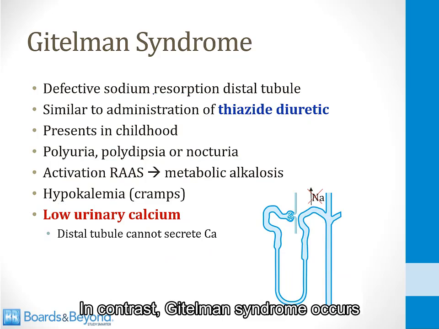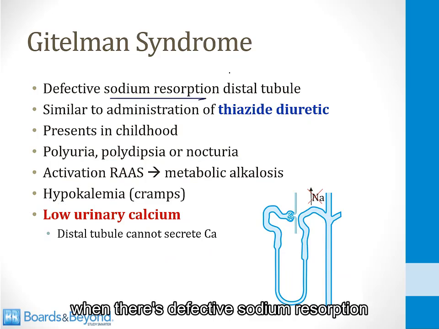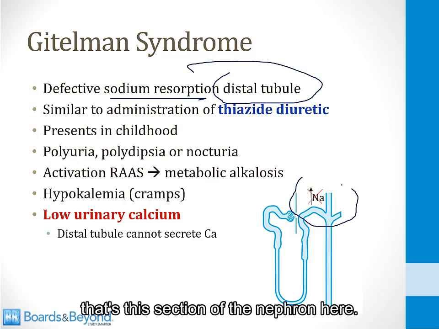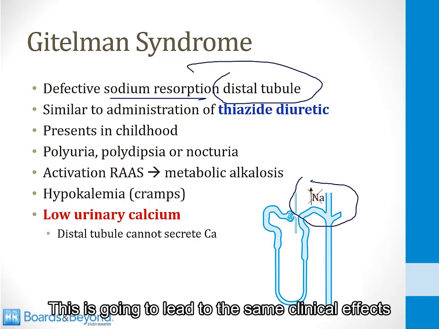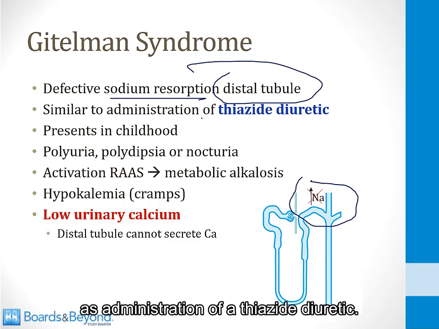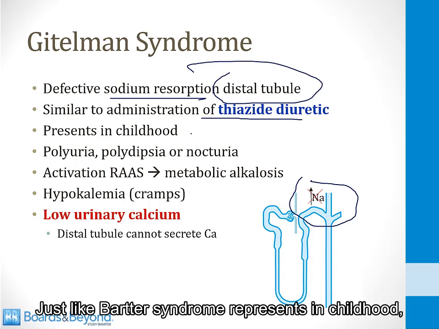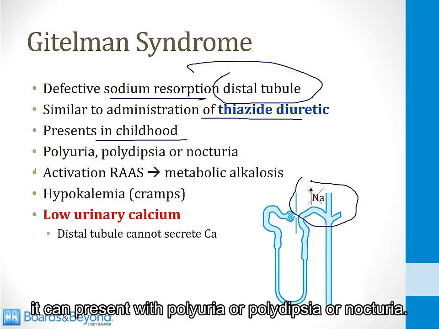In contrast, Gitelman syndrome occurs when there's defective sodium resorption in the distal tubule. That's this section of the nephron here. This is going to lead to the same clinical effects as administration of a thiazide diuretic. Just like Bartter syndrome, it presents in childhood. It can present with polyuria or polydipsia or nocturia.